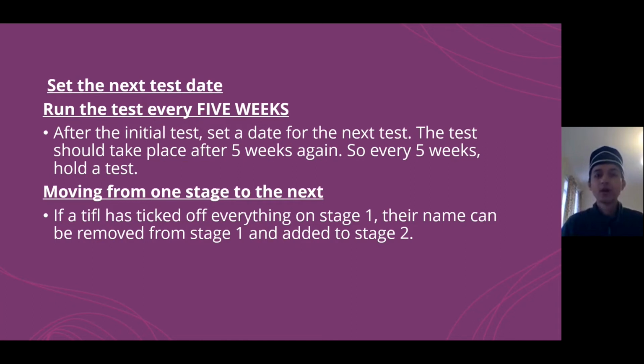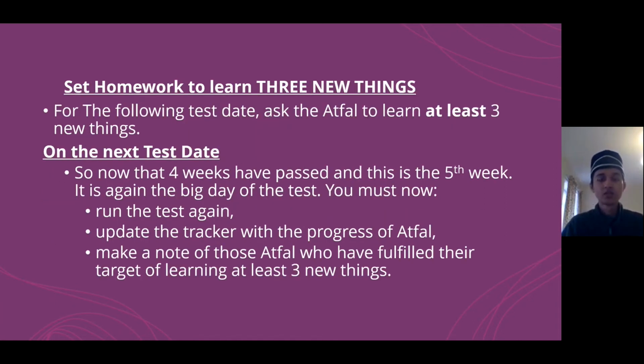So just to recap, once you've done the initial test, you set 3 pieces of homework for each tifl. You remind them of doing that homework for the next test date. And so now that the 4 weeks have passed and it's the 5th week, it's the test date again, you run the tests, you update the tracker for each tifl, and you make a note of those Atfal who have been able to complete their target of learning at least 3 new things. And that is the main structure of how you should run the 4-stage mechanism in your local Qiyadat.